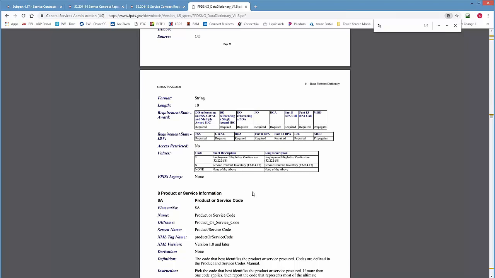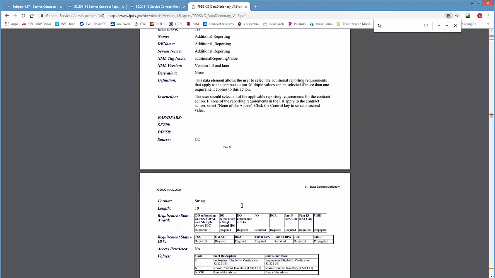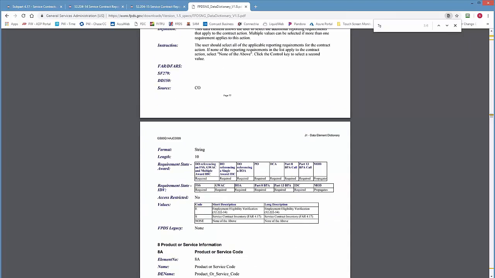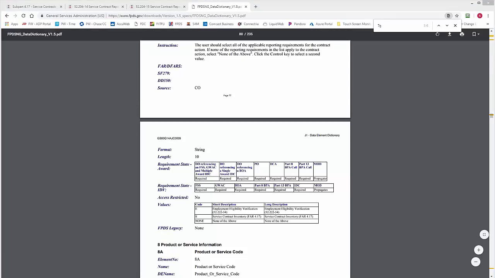So the question is, when should you designate an award as being subject to service contract inventory reporting? That's the question we're going to answer today.